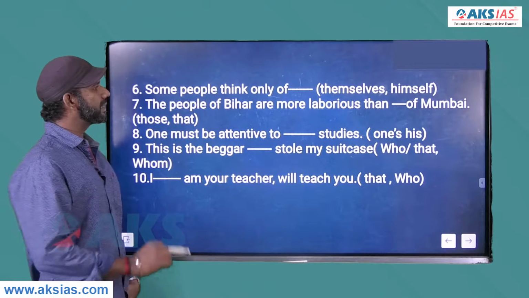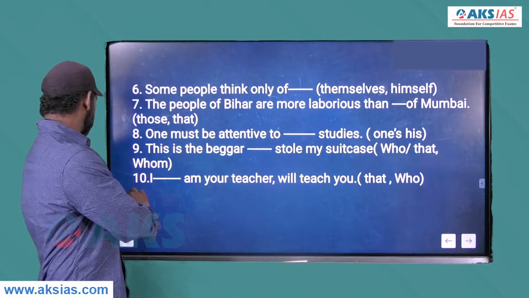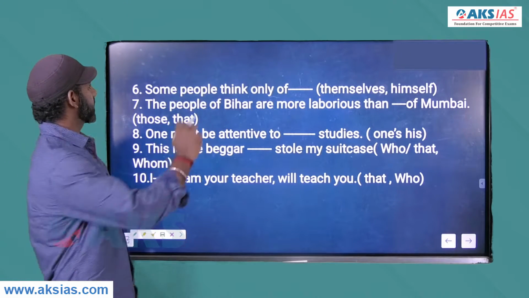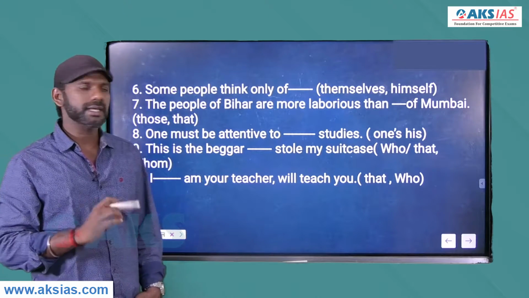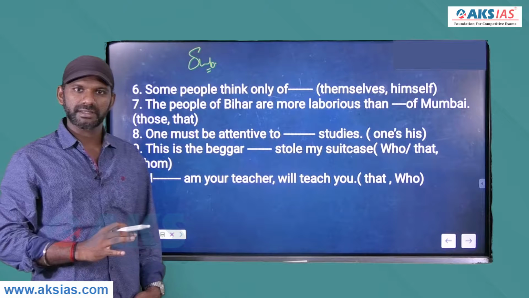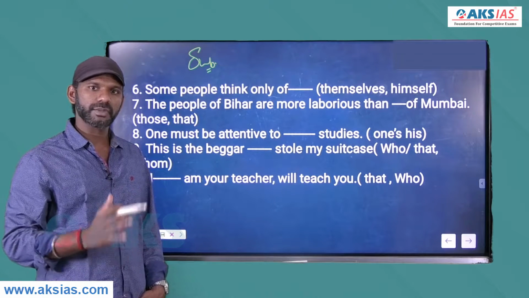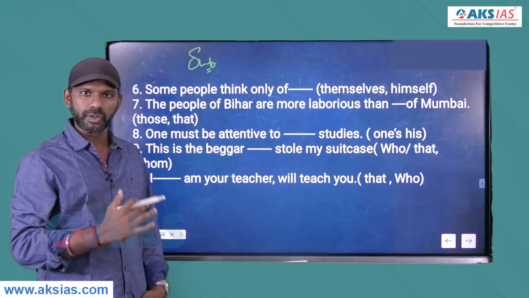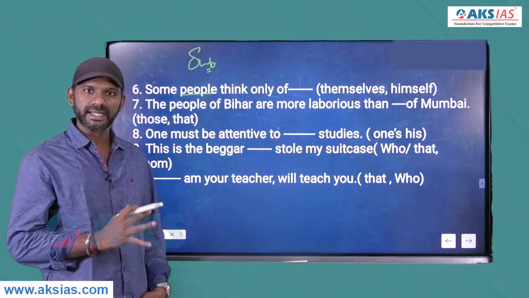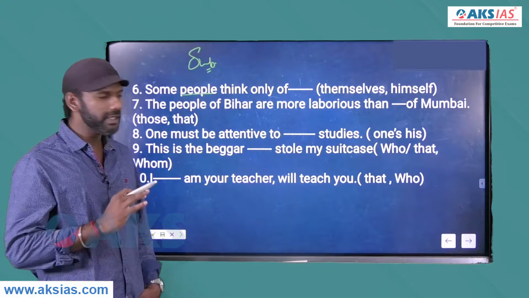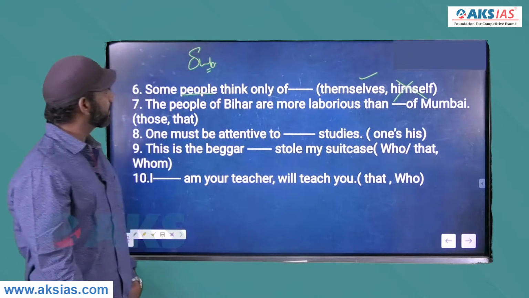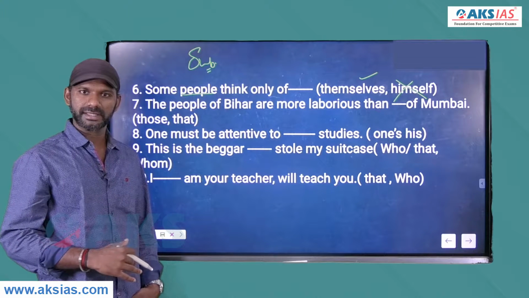Some people think only of dash. Some people, in the sense, the subject of this sentence is plural. Now, as we discussed, when you go for a sentence, first identify the subject. Everything else in the sentence depends on the subject. If the subject is singular, the verb and the pronoun must also be singular. If the subject is plural, the verb and the pronoun must also be plural. That's a rule, right? Some people, the subject of this sentence is plural, so the verb and the pronoun must also be plural. Based on that, himself is eliminated. It must be themselves. Some people think only of themselves.